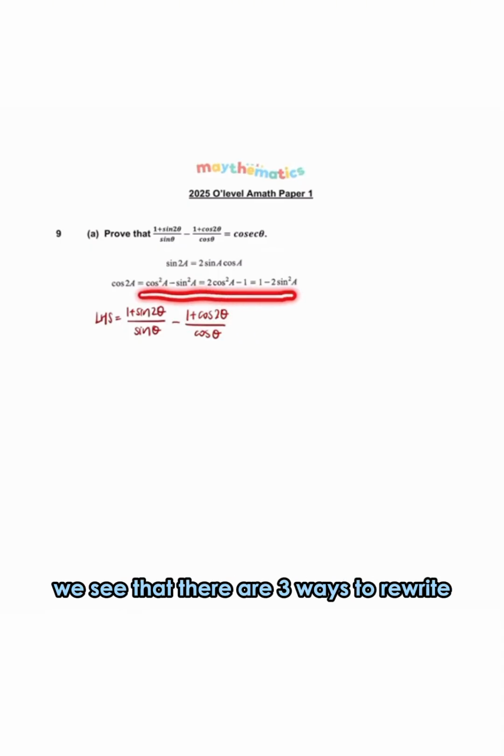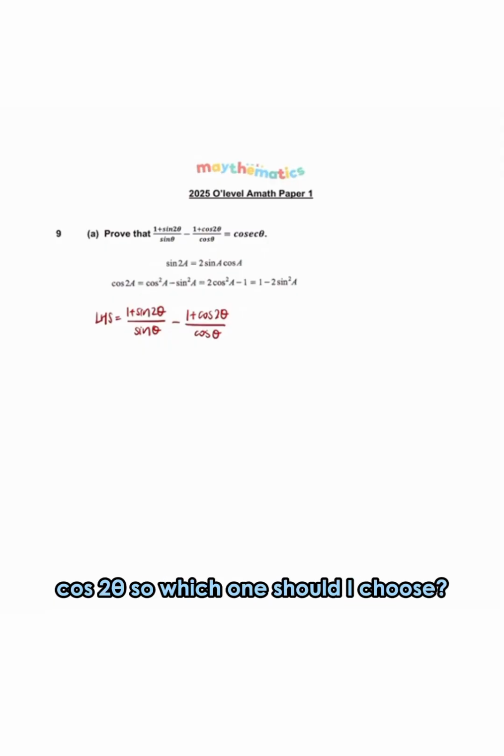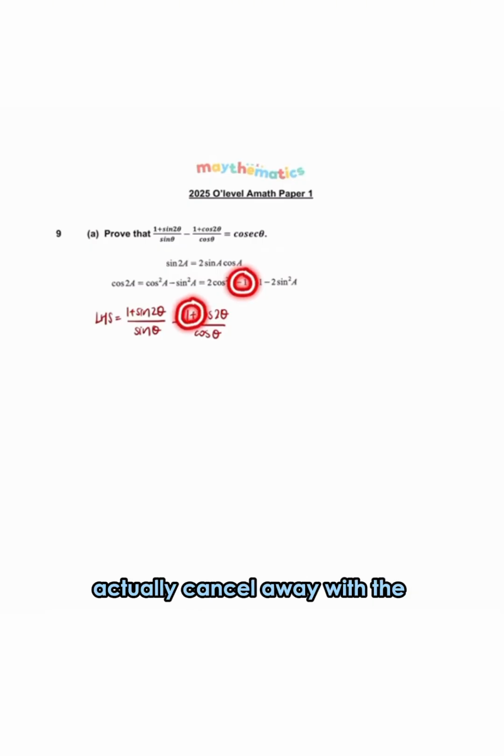From your formula sheet, we see that there are three ways to rewrite cosine 2 theta. So which one should I choose? I'm going to choose the one that can help me get rid of this addition sign here, so that later on I may be able to cancel terms to simplify my fraction. Remember that we cannot cancel terms when we have addition or subtraction. We can only cancel terms with multiplication or division. So the one that I will choose will be 2 cosine square theta minus 1, where the negative 1 here can actually cancel away with the positive 1.